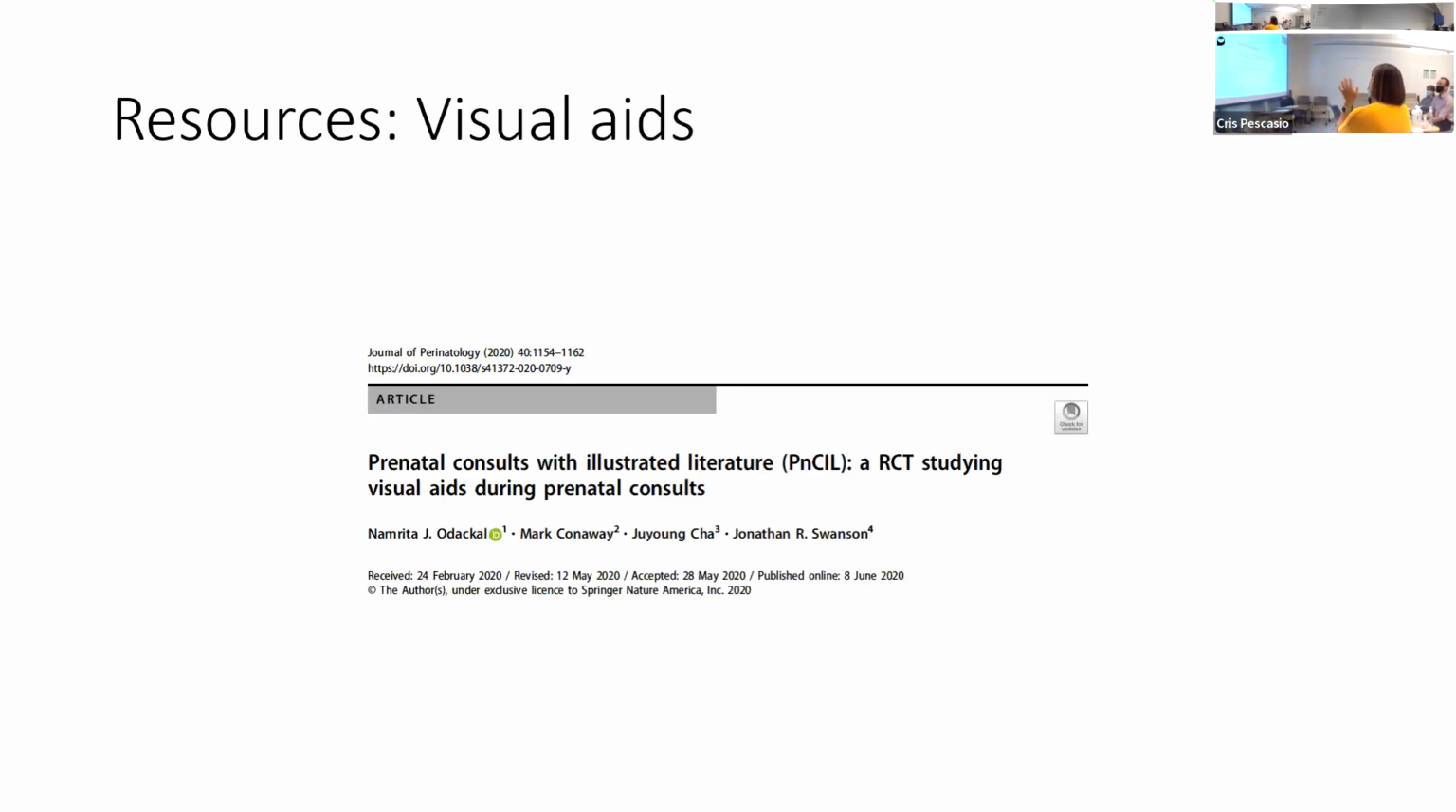So, using visual aids. I found a couple of studies, and I found the drawings very cool. This study was published in 2020. They started giving something with visual information that parents could see, and it increased the comprehension of the information given, and it decreased the level of anxiety.